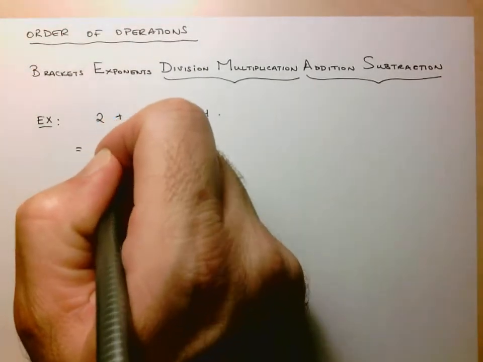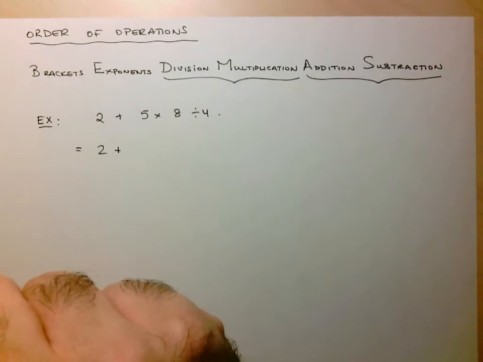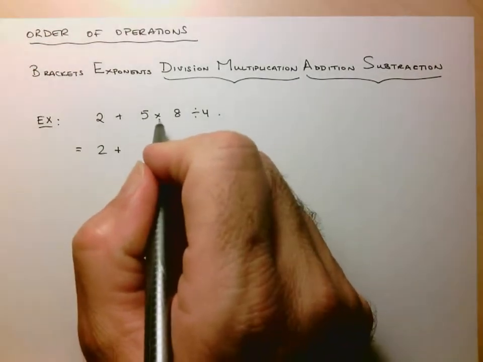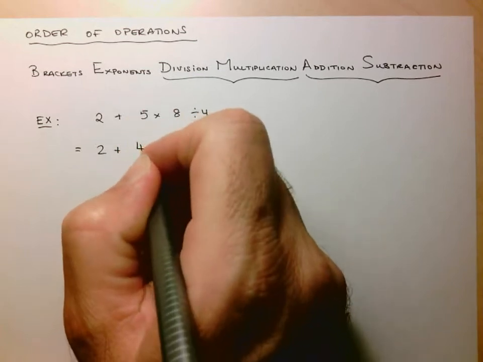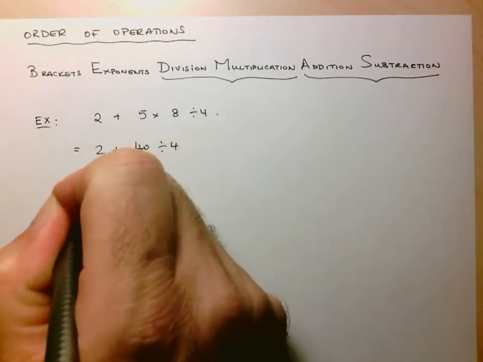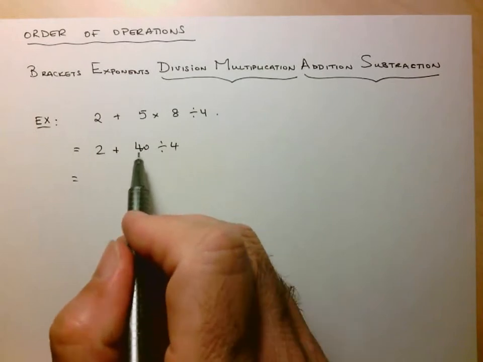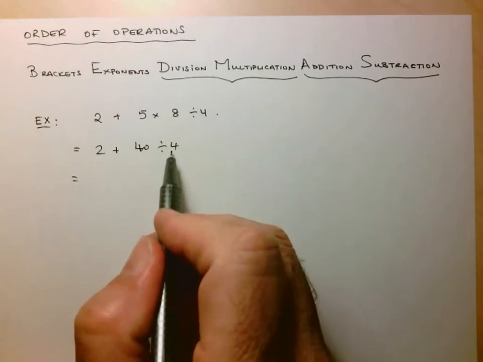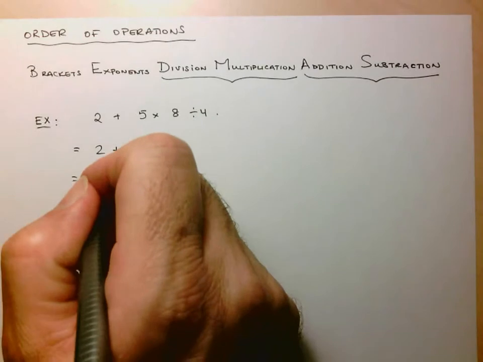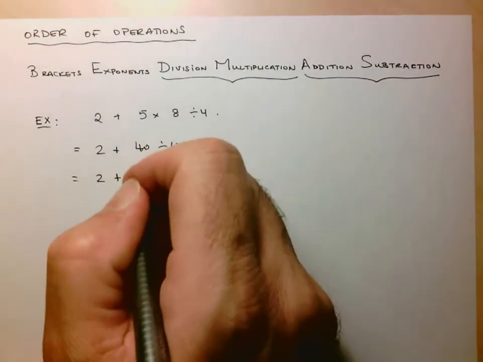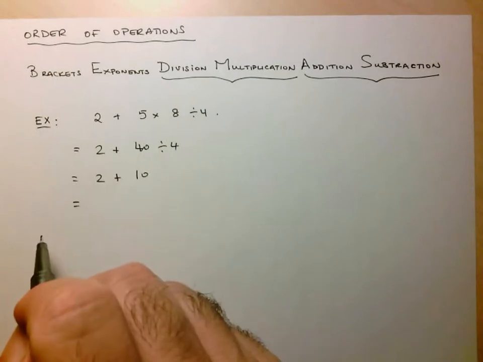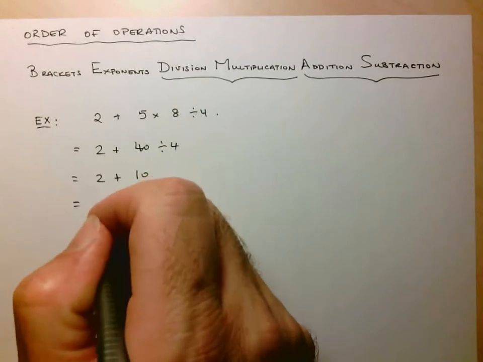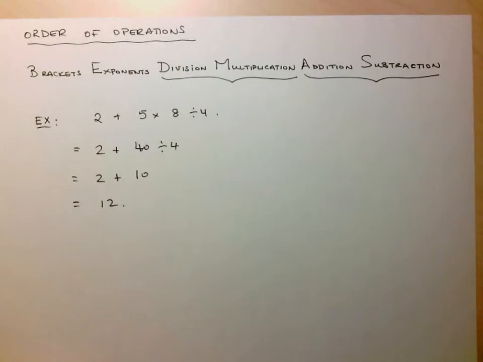So this addition of 2 has to wait. First thing I have to do is see the same priority, so I go left to right. 5 times 8 is 40, divided by 4. Then the next one is that second operation in the division and multiplication category. So 40 divided by 4 is 10. Now I can finally do this addition, now that all the other operations have been completed. So my final answer is 12.